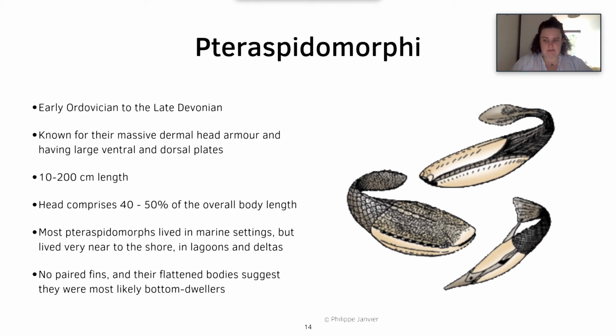Most pteraspidomorphs lived in marine settings. However, there are a few examples where they've lived close to the shore, as well as in lagoons and deltas. And what's cool with these fish is that they don't have any paired fins, and they have really flat bodies, which suggests that they were most likely bottom dwellers.